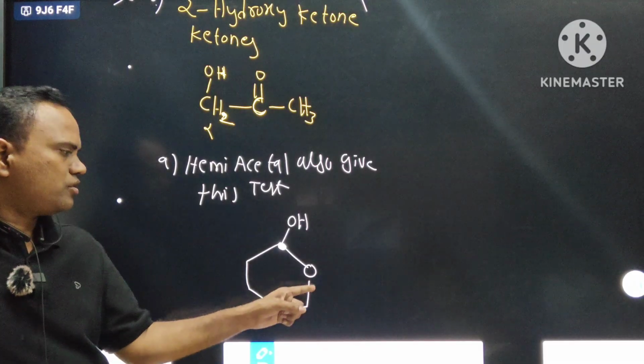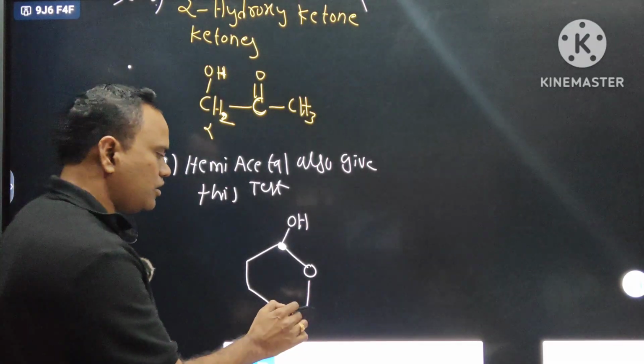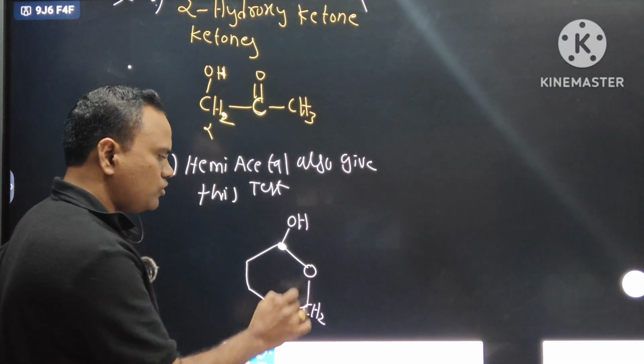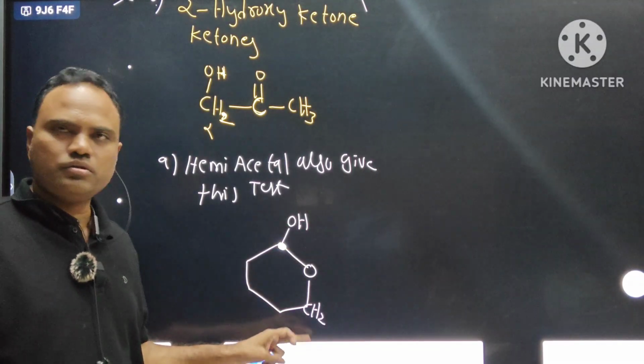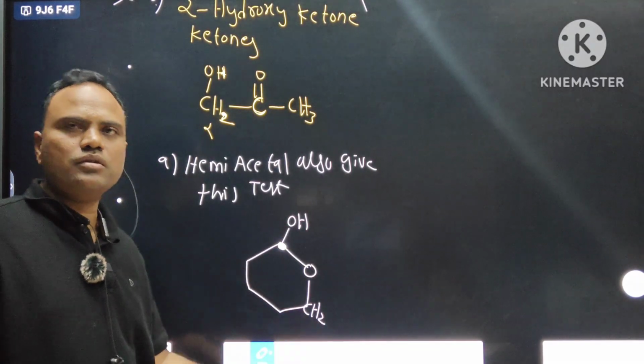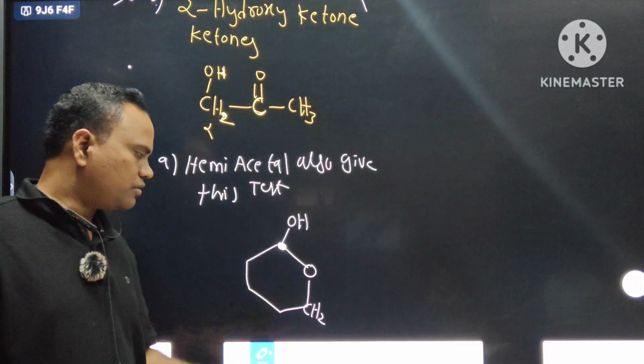This is called R. See, OR. Carbon with OH and OR. That is R, O and R.